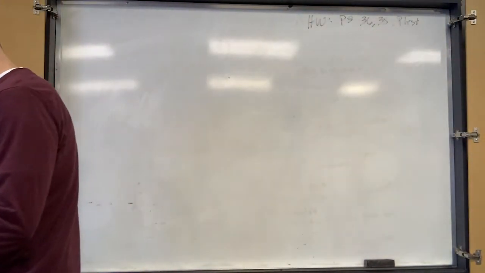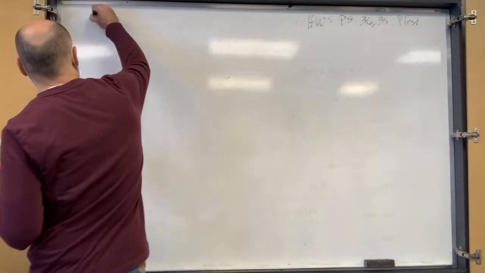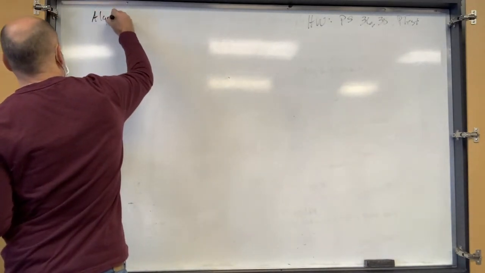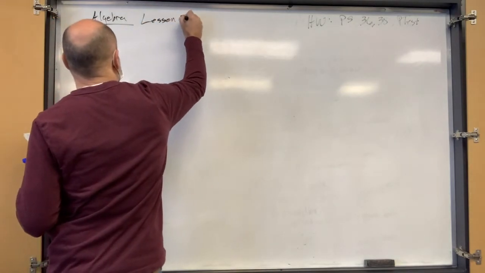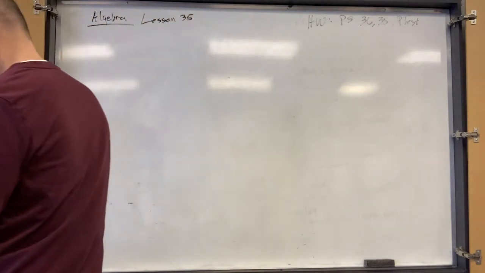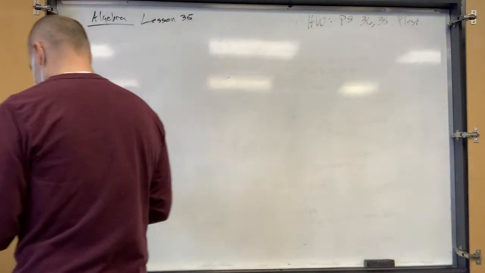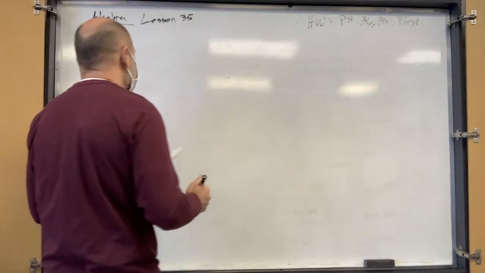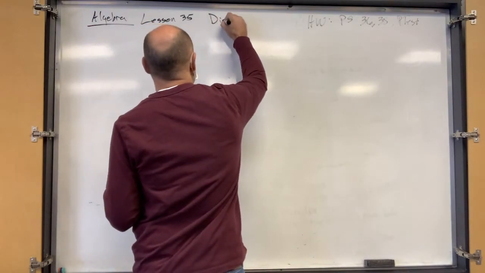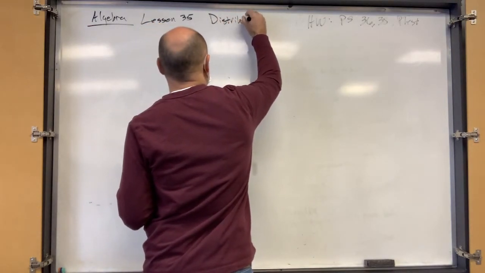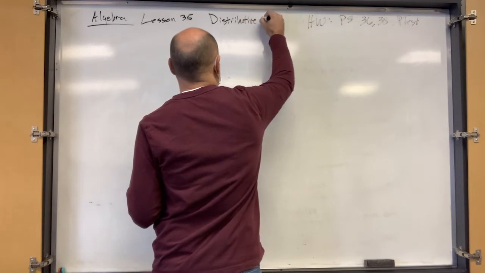All right, so we're gonna do lesson 35. Okay, and we're going to talk more about the distributive property. We've talked a little bit about it. There goes my cap.